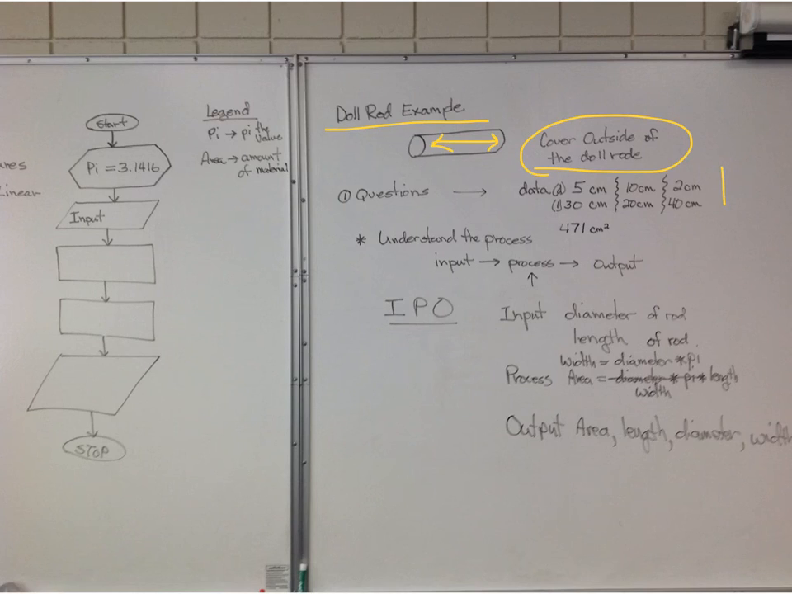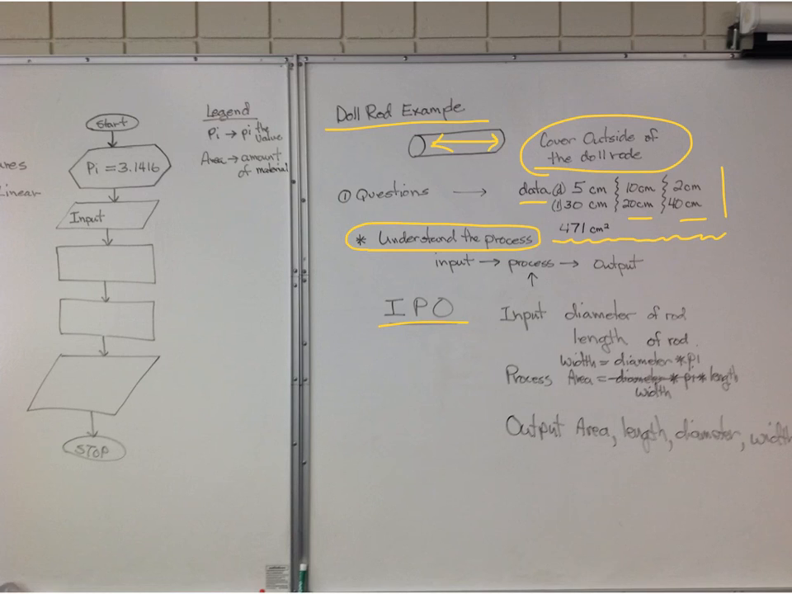I gave them some test data. The students asked a variety of questions, and then they came up with, right here, how many square centimeters would be needed for that particular example. Okay? We didn't do these two. Key thing, you have to understand the process. You gotta be able to do it manually before you can ask the computer to do it.